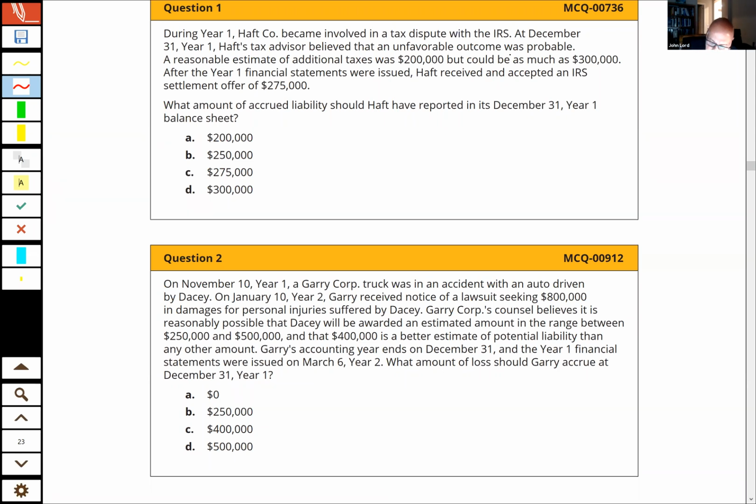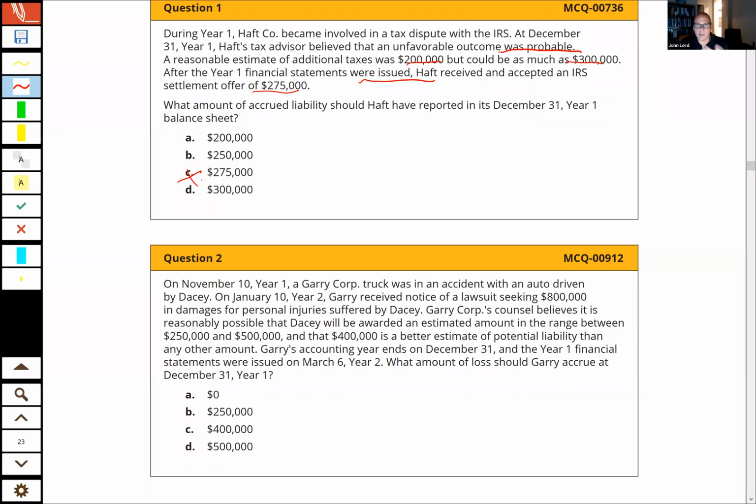Basically, they say that the loss was probable, okay? And they had a reasonable estimate that the additional taxes could be 200,000, but as much as 300,000. And then they settled, I should say, for 275 after the statements were issued, okay? Now, I understand why someone might have picked C. It's not the right answer, because how can they possibly have put anything in the financial statements based on the 275 after the financial statements were issued.